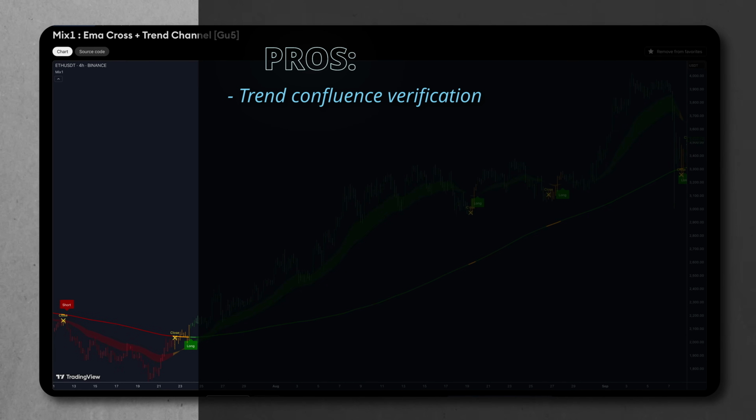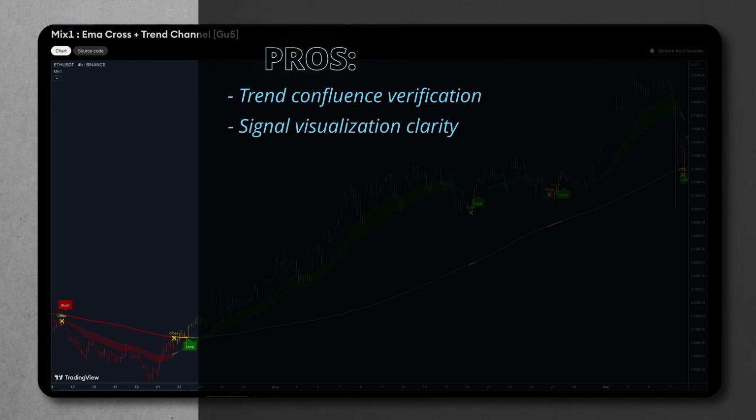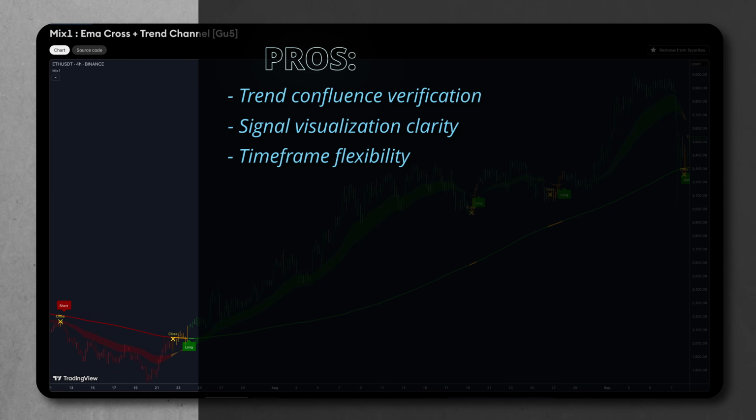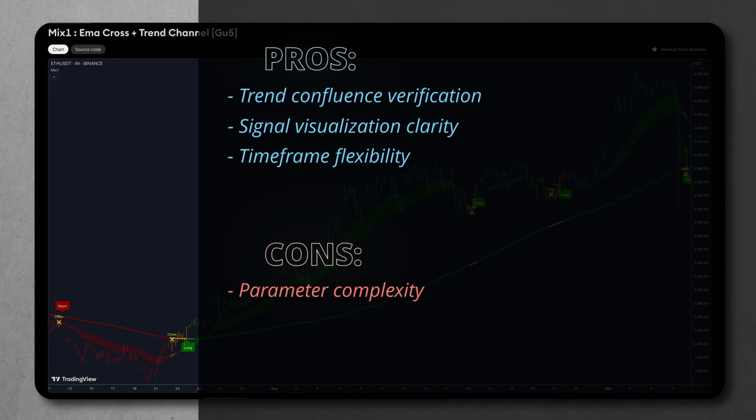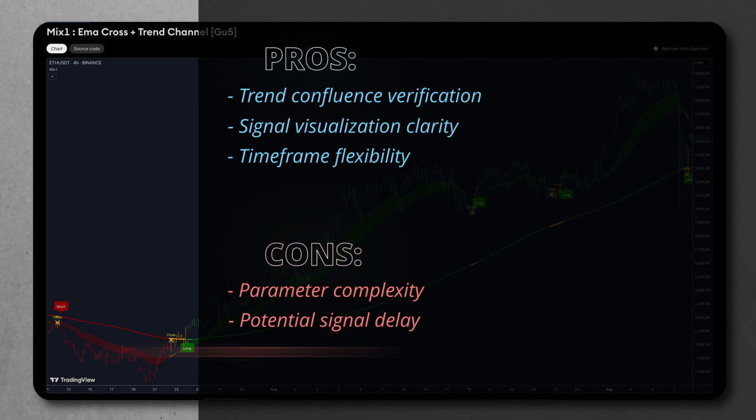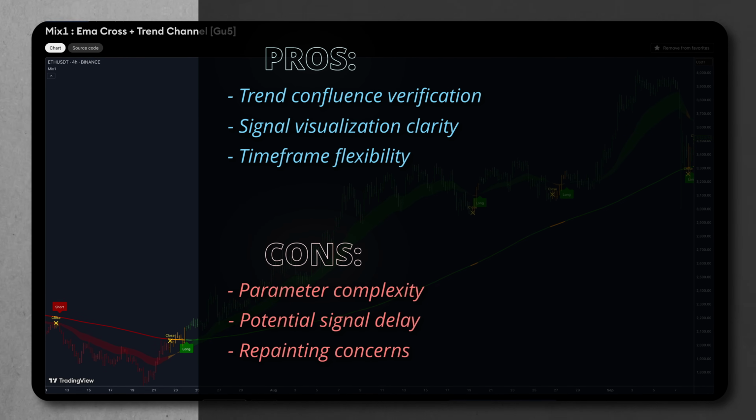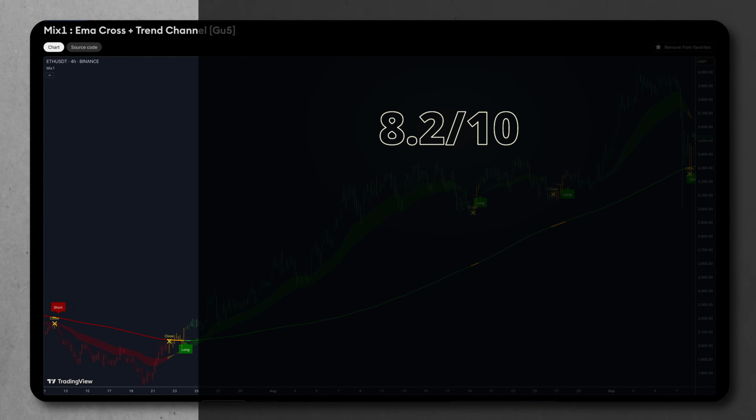Pros: trend confluence verification, signal visualization clarity, timeframe flexibility. Cons: parameter complexity, potential signal delay, repainting concerns. Ranking: 8.2 out of 10.